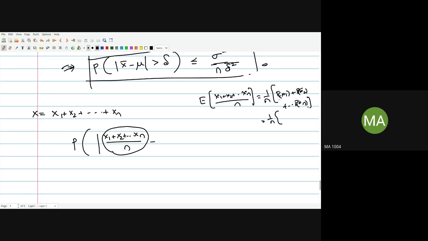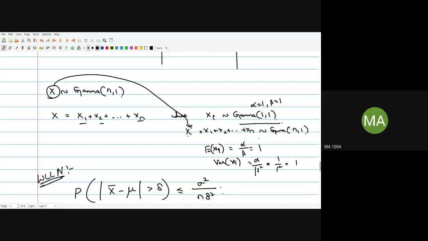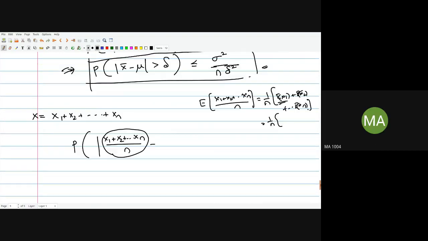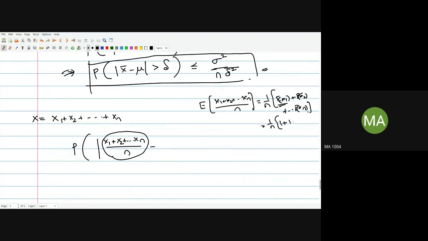So 1 by n of the expected value of x1. x1 follows gamma(1, 1), and the expected value of x1 is 1. The expected value of x2 and all the others will be 1. So 1 plus 1 plus and so on, n times, is n. So it will be 1 by n into n, which will be 1. So this is the probability that |x bar minus 1| is greater than some delta, which is less than or equal to sigma square by n.